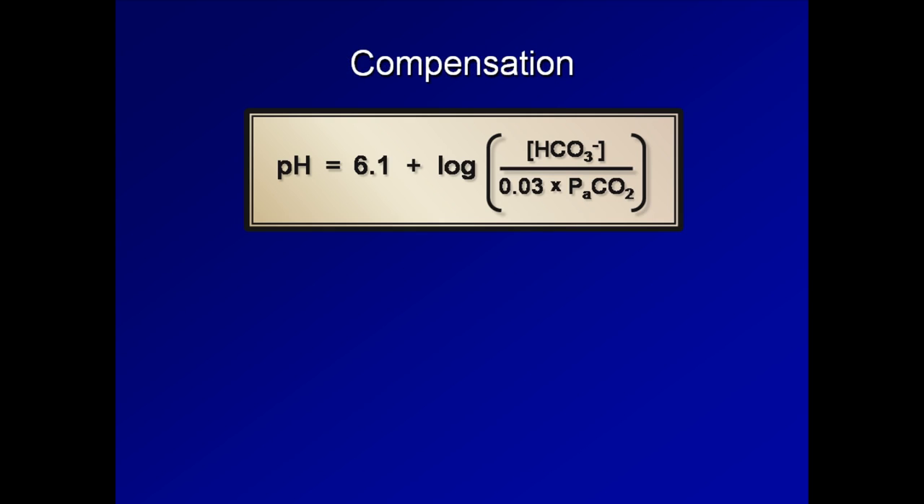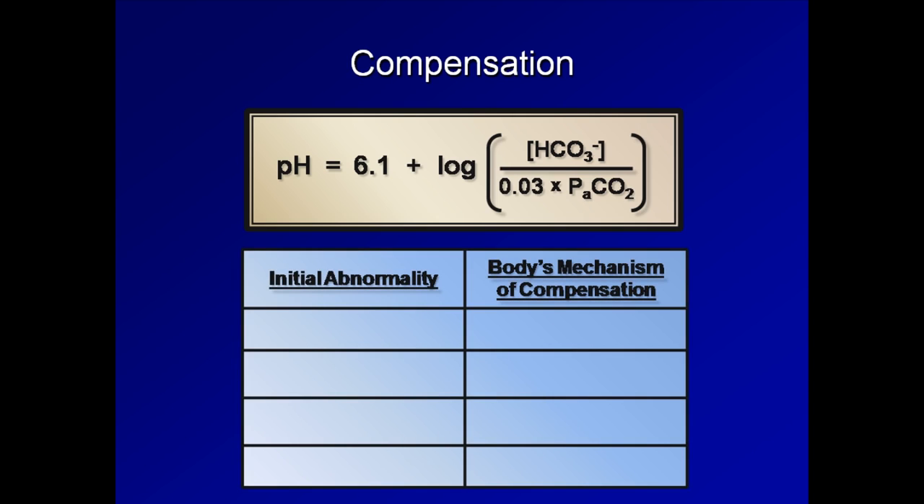From the equation you can see that in order for the pH to remain constant, any change in bicarb or PCO2 needs to be accompanied by a proportional change in the same direction as the other variable. For example, if the initial pathologic process is too much bicarb, the body responds in such a way as to increase PCO2. Low bicarb triggers a decrease in PCO2.